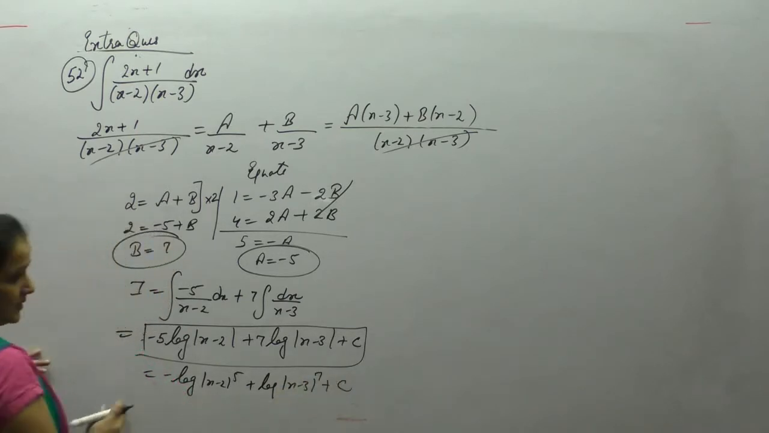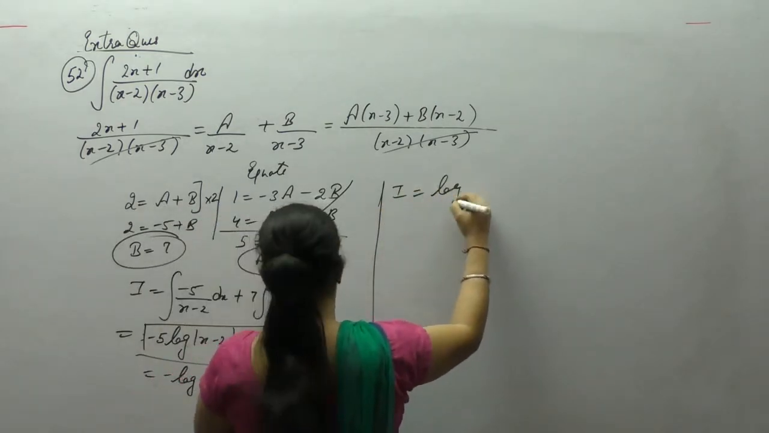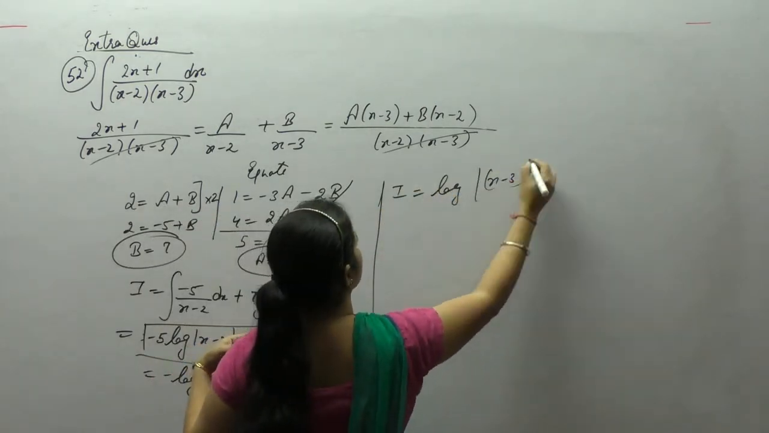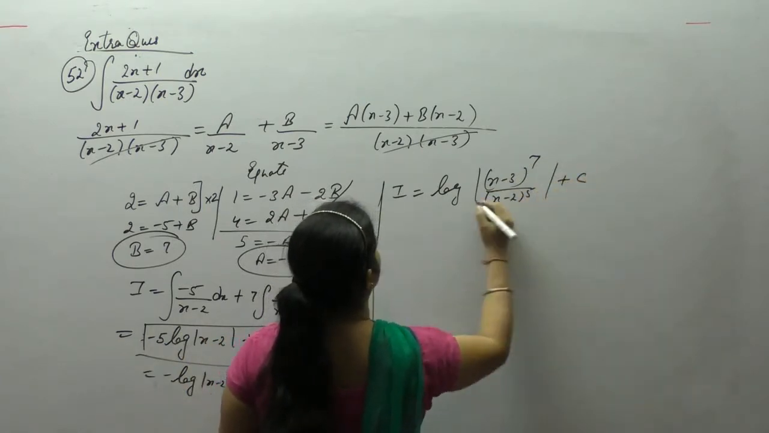Log A minus log B, we can write it as log A upon B. So the answer is log of (x minus 3) power 7 upon (x minus 2) power 5 plus C.